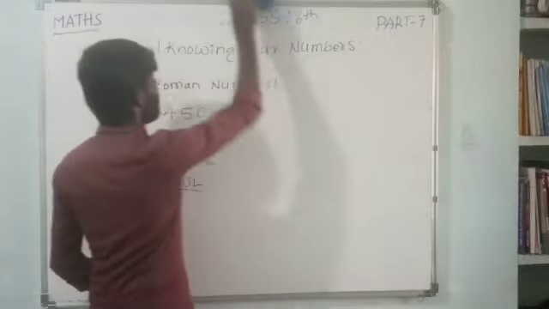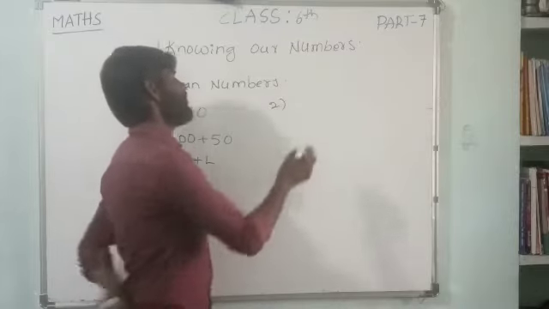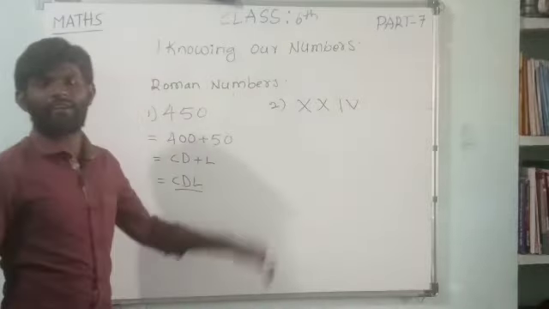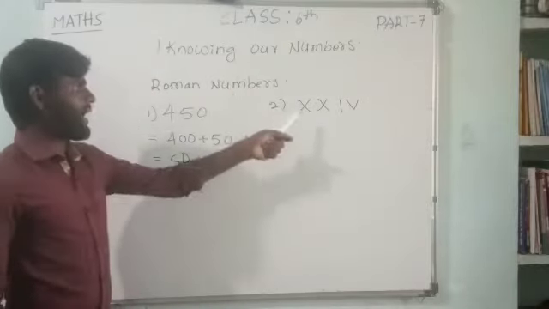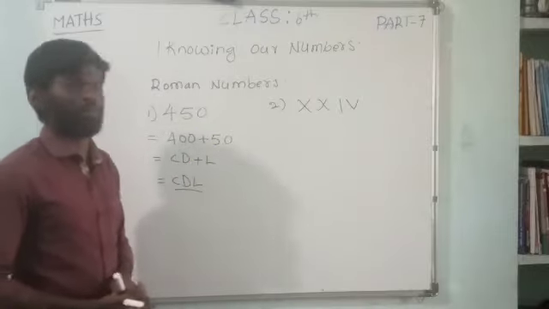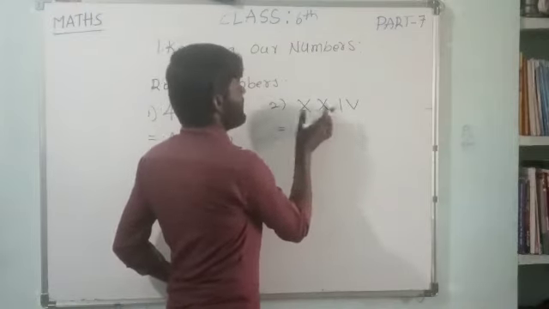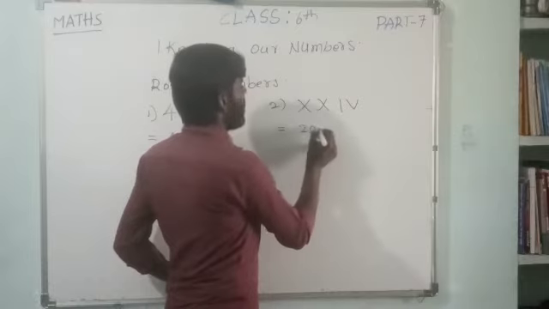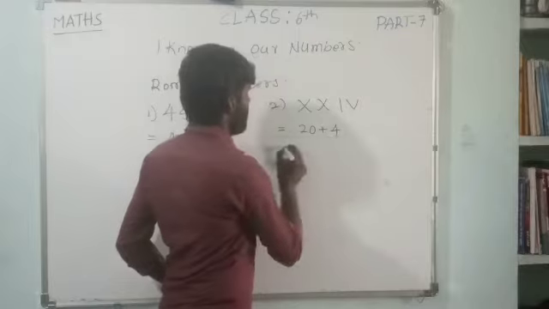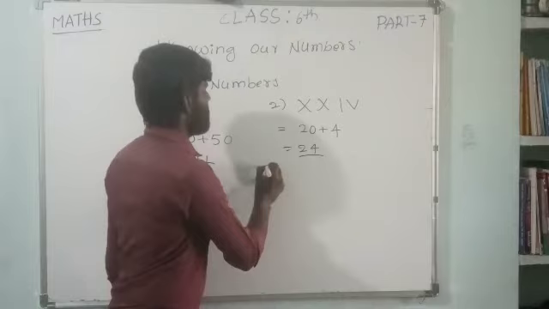Then see a few more examples. Example 2. Suppose they give you XXIV. Write in Indo-Arabic numbers. That number is in Roman numbers, and you have to write it in Indo-Arabic numbers. Here XX means 20, plus this IV, 4, is 24. I can write this as 24. XXIV means 24.